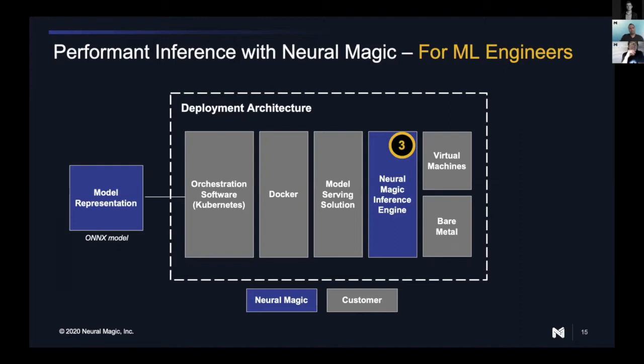And once it's deployed in the Docker, you can install that anywhere, on bare metal, on virtual machines, in the cloud, at the edge, or in your data center, really anywhere you can install software in user space, and you're using x86 infrastructure underneath it, you can deploy the Neural Magic Inference Engine. So this is really designed to be plug and play. You slot in easily into your deployment architecture to give you the performance that we're going to show you, as well as simplify your overall deployment architecture.